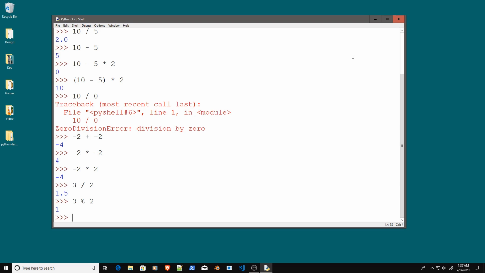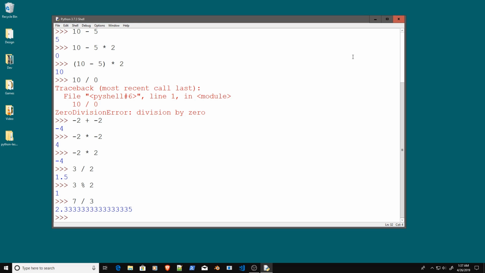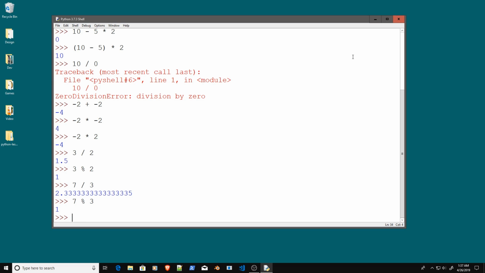Let's use another example. So let's say 7 divided by 3 is going to be this 2.33333, right? But 7 mod 3 is going to hopefully be 1. There we go. It's also 1 because 3 goes into 7 2 times, giving us 6 with a remainder of 1.